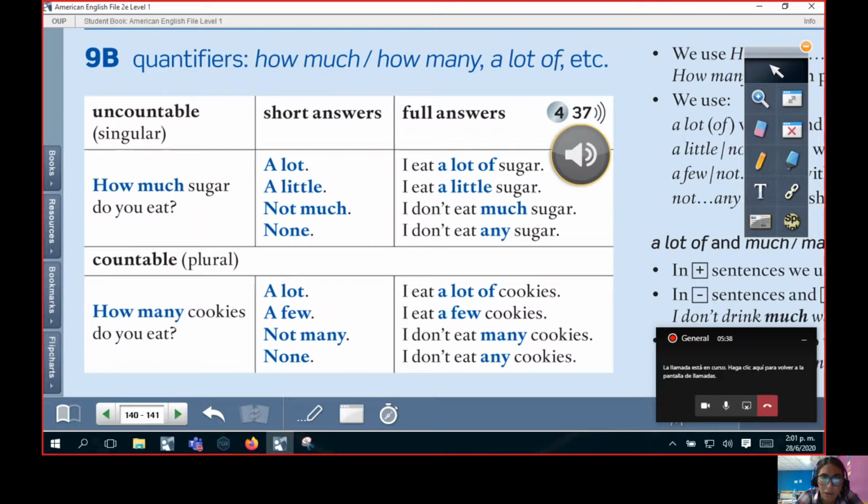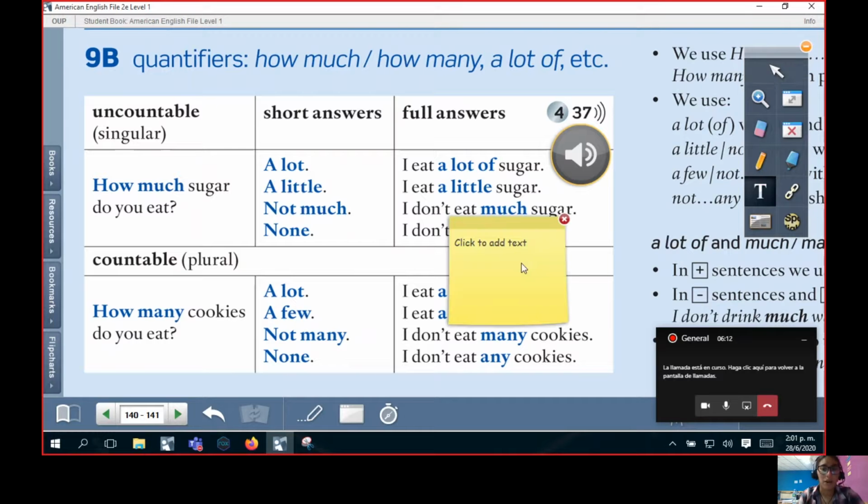How much sugar do you eat? How much milk? How much water? And the answers can be a lot, a little, not much, or none. In the case of full answers, we can say I eat a lot of sugar. I eat a little sugar. I don't eat much, and I don't eat any sugar.